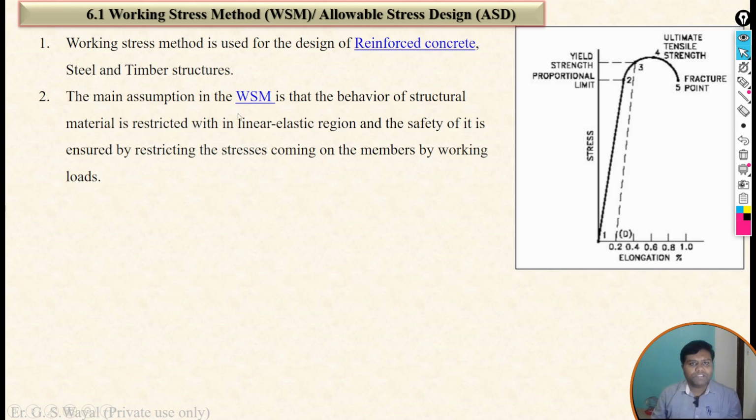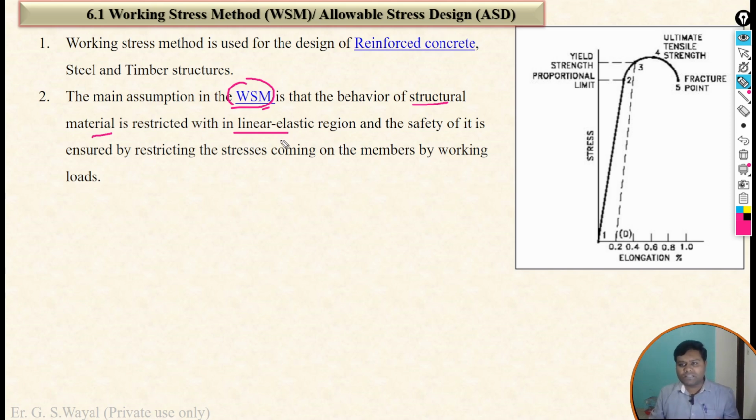The main assumption in the working stress method is that the behavior of the structural material is restricted to the linear elastic region, and the safety is ensured by restricting the stresses coming on the member by the working load. In simple form, when we are designing any member using the working stress method, the material we are using in that structure should be in the linear elastic region.